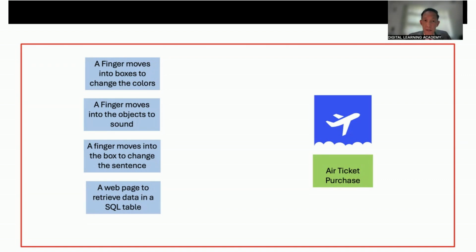The first one, they move the finger into the box and the color changes. The second one, when they move the finger into the box, they hear sounds. And the third one, when they move the finger into the box, the sentence changes. And the last one, they will need to learn how to create a database with a table. So when they type something on the web page, the system will pull the information directly from the table and display it on the screen.